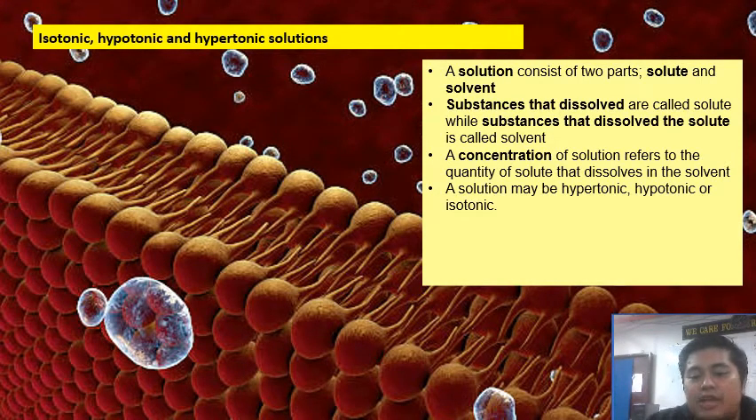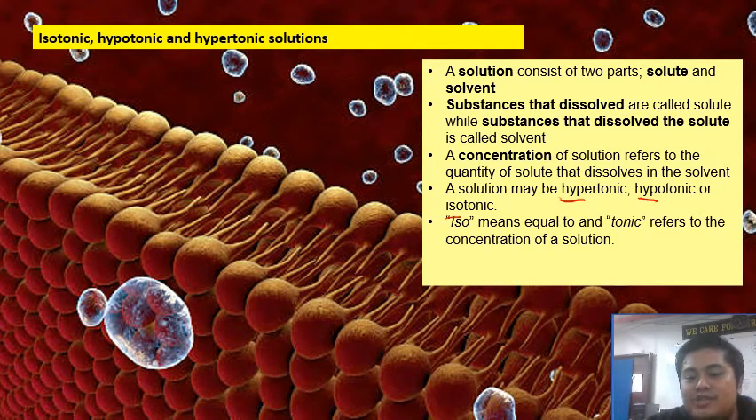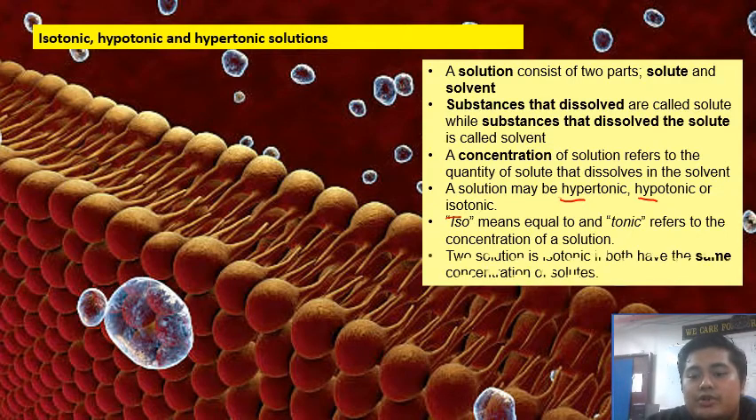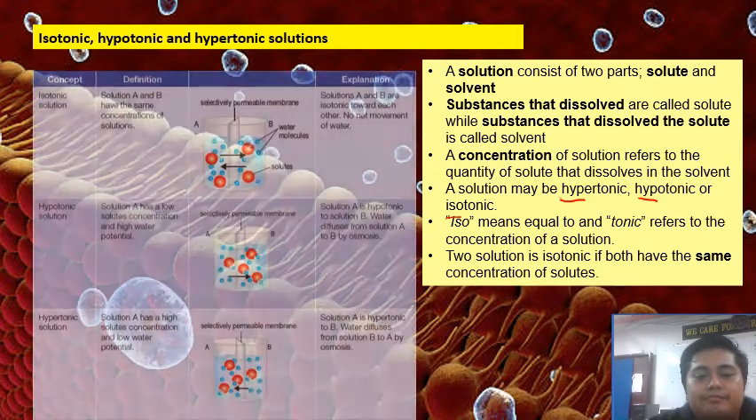A solution may be hypertonic, hypotonic, or isotonic. So iso means equal and tonic refers to the concentration of the solution. Two solutions are isotonic if both have the same concentration of solute. Kita akan cakap kedua-dua larutan sebagai isotonic apabila mempunyai kepekatan solute yang sama.